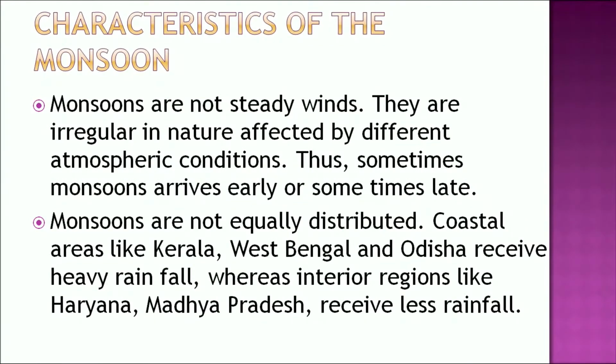Now, what are the characteristics of monsoon? Monsoons are not steady winds. They are irregular in nature, affected by different atmospheric conditions. Thus, sometimes monsoons arrive early or sometimes late.